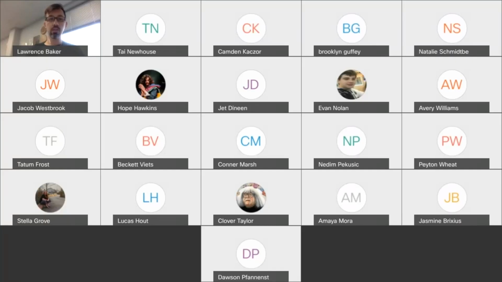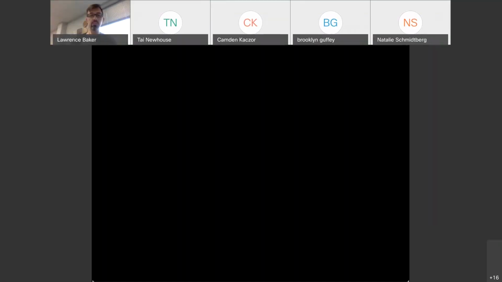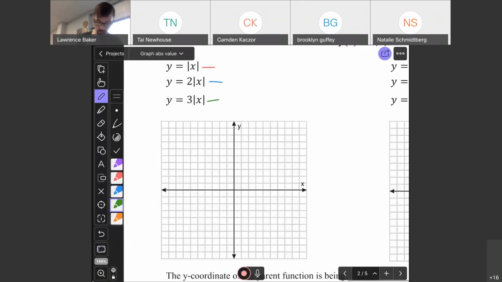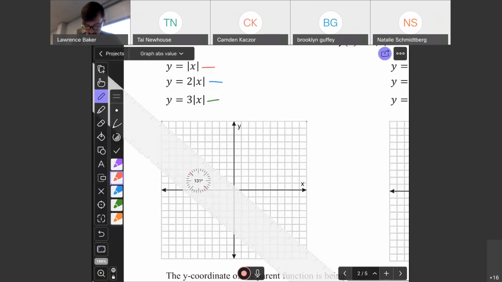And go back to the iPad. Okay. So with the red one, the parent function, it's going to start at 0, 0. Or if we connect the corners, that's all we have to do. So we go from the top left corner down to the origin. But we're going up 1/1, up 1/1.